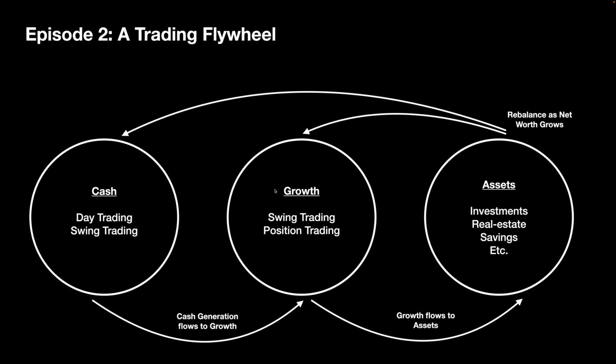Now, the thing that makes this work, again, from episode 1, is you. If you go on tilt, everything's going well in the cash generation, you make a bunch of money, and now all of a sudden you just go on tilt and start buying random things in the growth phase, this is going to go to zero, and all of a sudden, the whole flywheel stops.